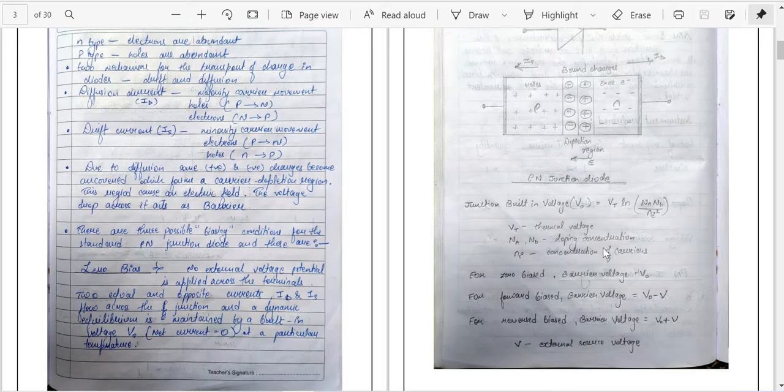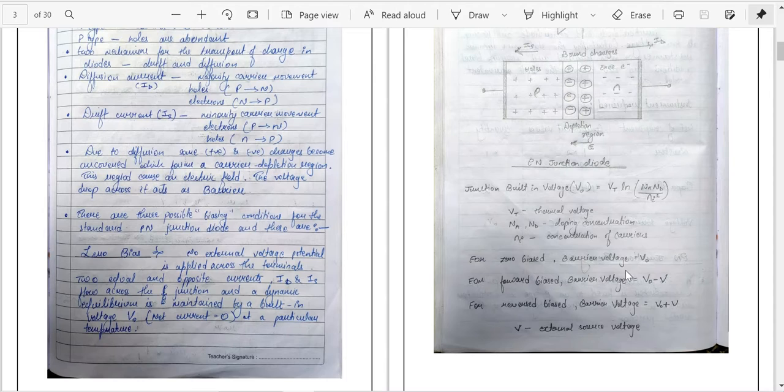Here I have derived an expression for the barrier voltage. So the barrier voltage is V0 = Vt log(Na Nd / Ni²), where Vt is the thermal voltage, Na and Nd are doping concentrations, and Ni is the concentration of the carriers. So for zero bias, we all know that it will remain as the barrier voltage, and for forward bias, we will further look at how the depletion region's width becomes less. So the barrier voltage is V0 minus V, and for the reverse bias case, as the width will increase, it's V0 plus V.